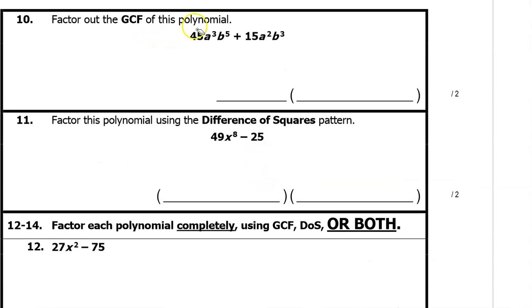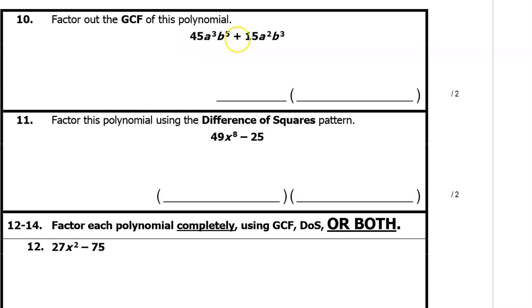All right, we're factoring out the GCF again. Okay, let's be very careful. When you have larger numbers like this, the 45 and the 15, sometimes you can accidentally pull out a number that is too small. For example, at a glance, you might notice that 45 and 15 are both divisible by 5. So you might jump to the conclusion that 5 is going to be part of the GCF. That's a really bad 5. But let's be more careful than that.